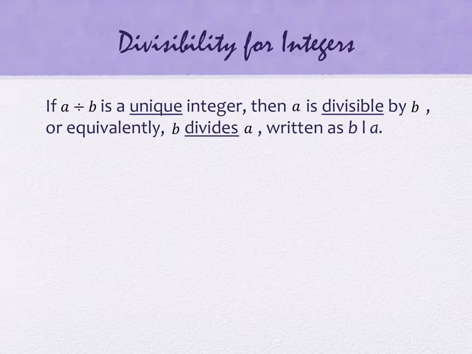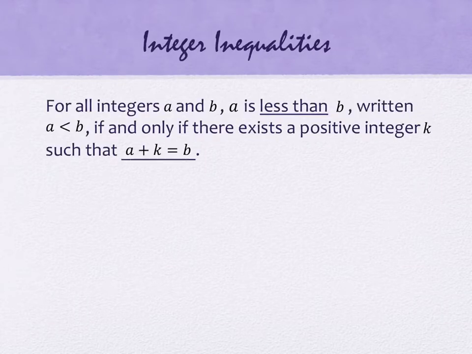And the last pieces of information here revolve around inequalities. We saw inequalities before with whole numbers. For all integers a and b, a is less than b, written with the symbols you're familiar with, if and only if there exists a positive integer k such that a plus k is equal to b.